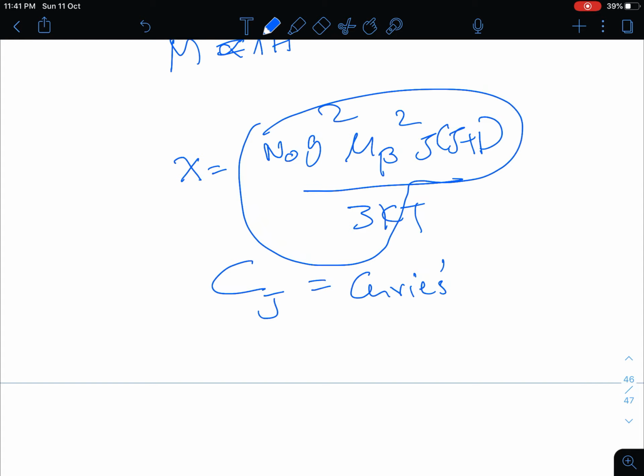Here also it's inversely proportional to T. So this is Curie's constant in quantum consideration. Okay, so this is the quantum consideration. So this is the difference. As you remember, this is the difference between the quantum consideration as well as the classical consideration, which we have studied earlier. So this is all about the paramagnetism.